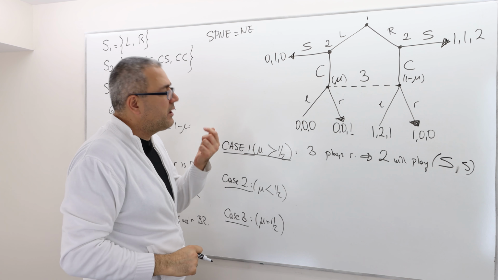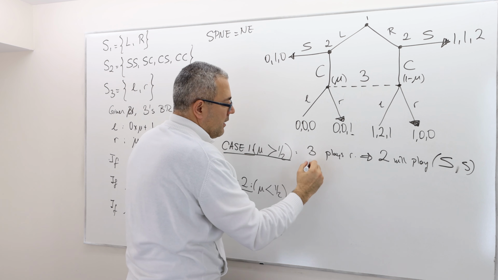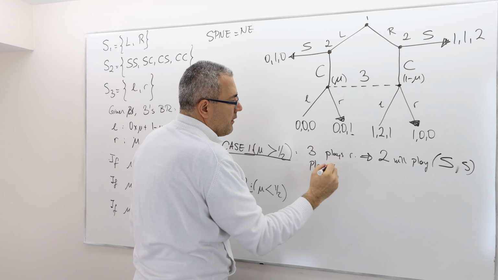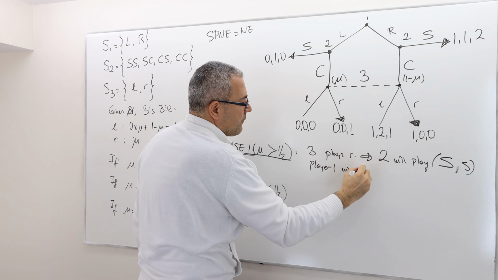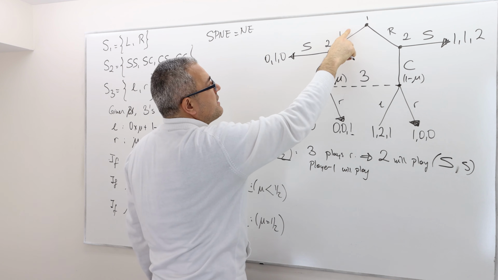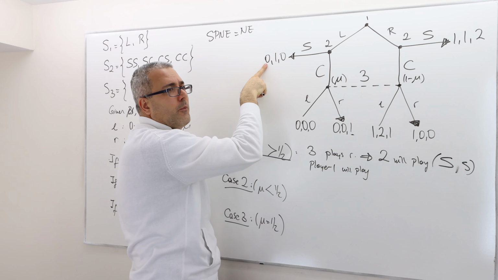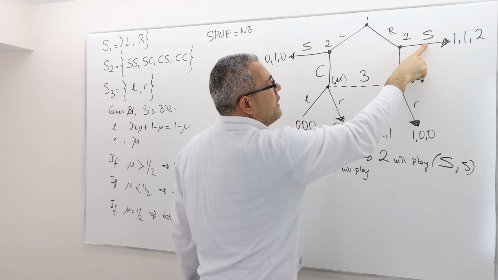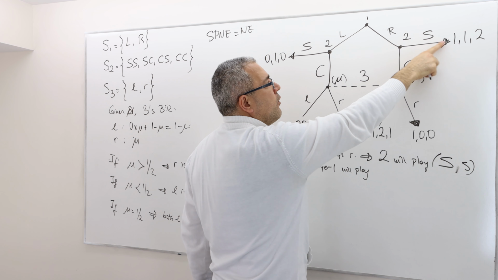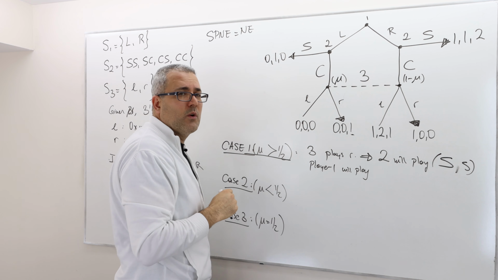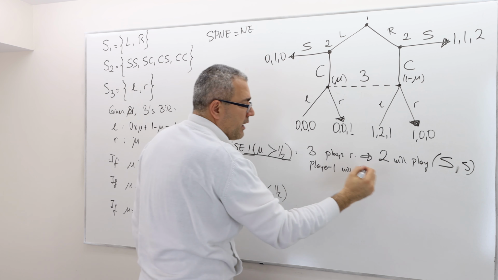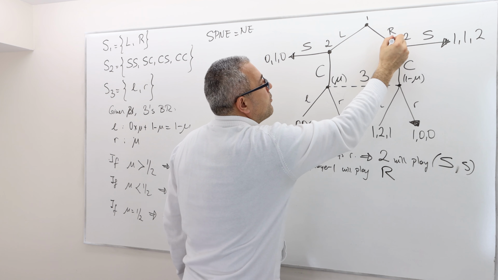Now, let's look at player 1's optimal strategy. If he chooses left, he knows 2 will go for S, and so he's going to make 0 payoff. If he chooses R, he knows player 2 will go for S, and so player 1 will get 1. So therefore, player 1 will play R. So put an arrow here.